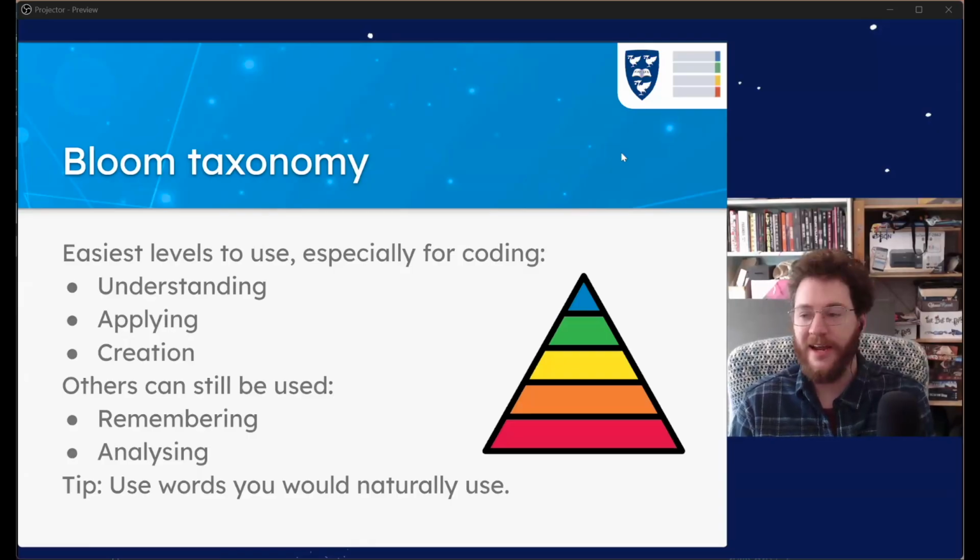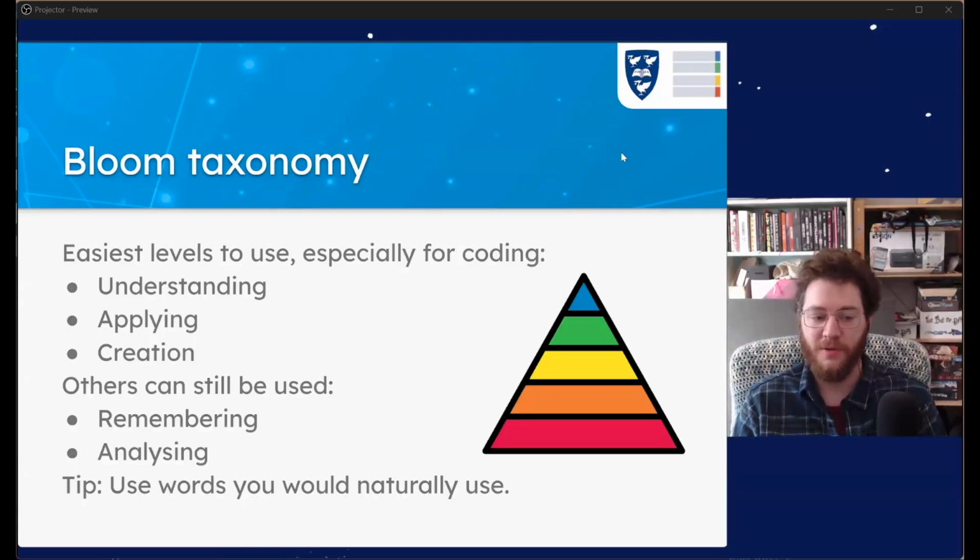The main thing I always find hard with Bloom's taxonomy is that you get the different levels and it's like, here are all the different verbs you can use, etc. That overloads me and I'm like, which one do I use? So I'm going to say, use the words you would use naturally. I think especially with computer science, that is easier than with other more theoretical subjects, such as biology or even literature.